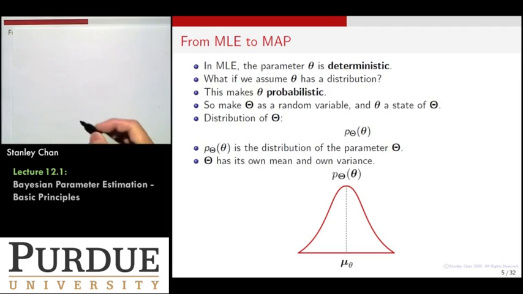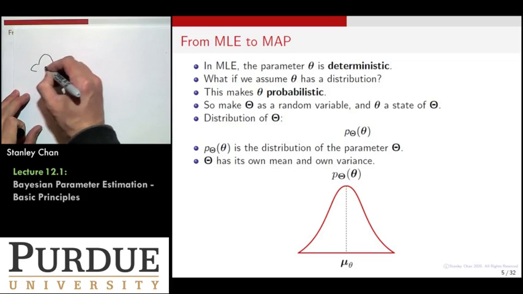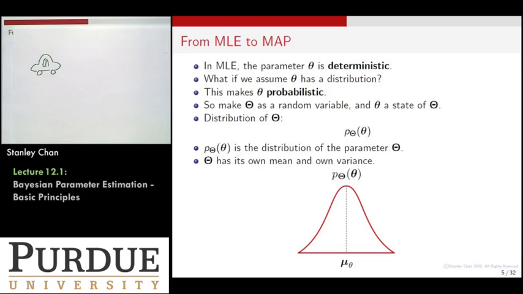Imagine you go to I-65. You see a car, and this car is driving at a certain speed. Suppose you are a police car, and of course you will put out your radar and try to estimate the speed of this car.